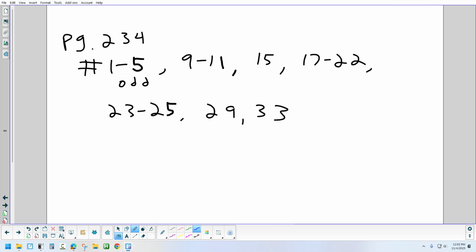So that's the homework for tonight, page 234. We'll look at that tomorrow, and then the goal is to finish up everything tomorrow, have a review day Thursday. If we don't finish tomorrow, well, we'll finish a little on Thursday.